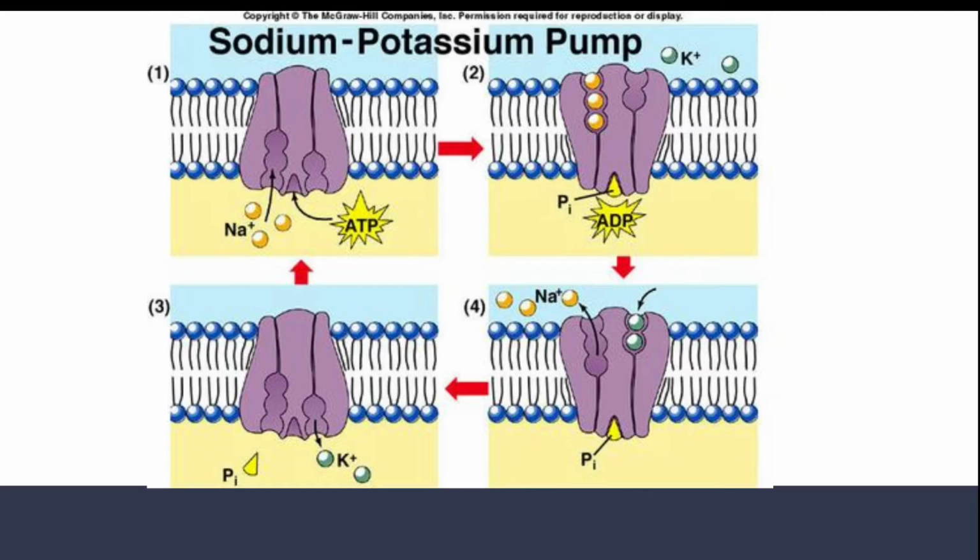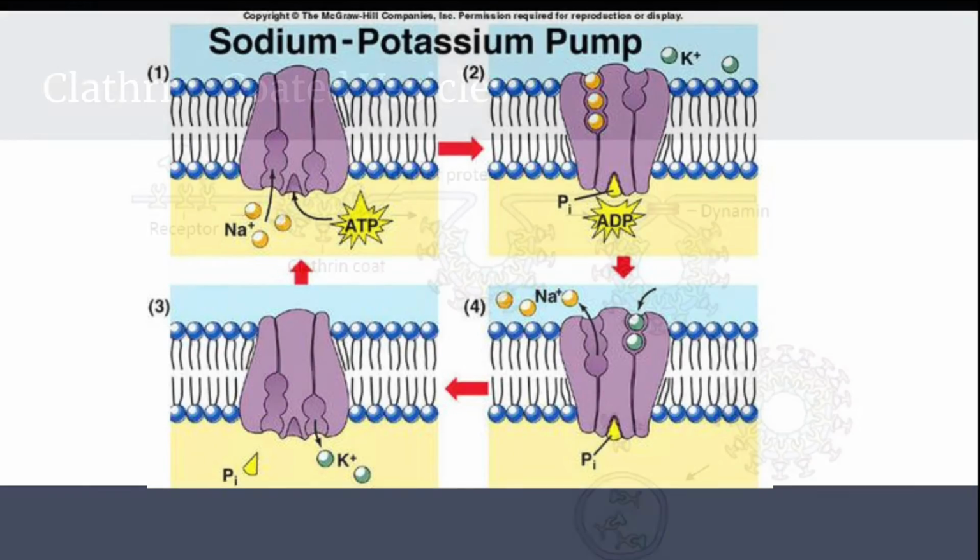Sodium can then be released outside of the cell membrane, and because of that shape change, potassium can come in from outside the cell and bind. The phosphate that was transferred to the pump after ATP was hydrolyzed can then be released, which allows the channel to go back to its normal shape, and potassium can be released into the cell. This process is considered active transport.